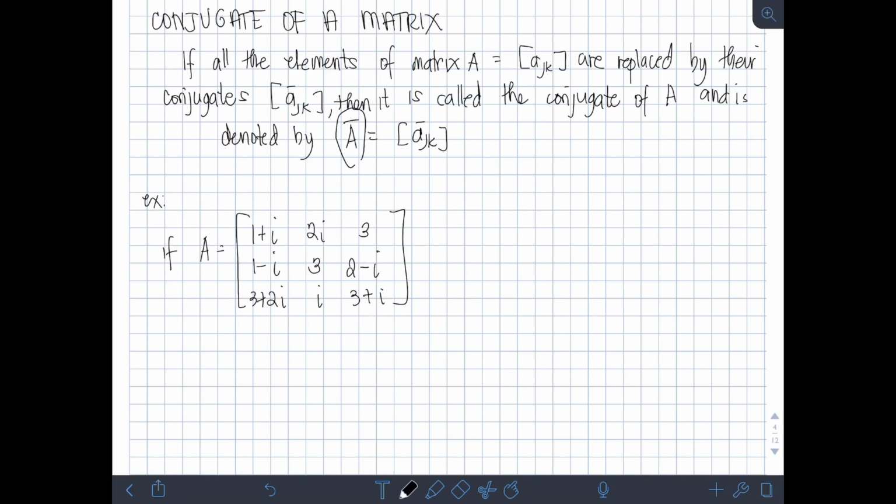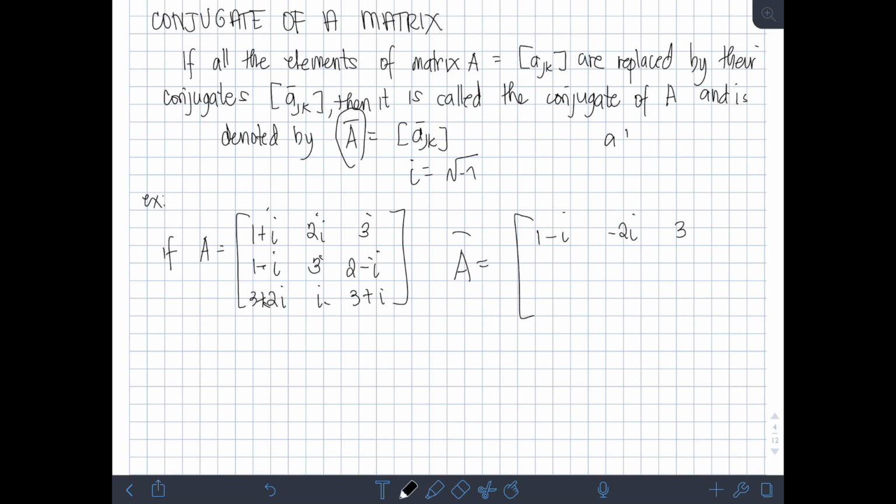So, for example, itong given natin matrix na A, 1 plus i, 2i, 3, 1 minus i, 3, 2 minus i, 3 plus 2i, i, 3 plus i. So, itong i natin dito, siya yung imaginary number natin is equal sa square root of negative 1, sa complex number na video ko. So, pag hinanap natin yung conjugate ng A, papalitan nyo lang ng conjugates yung bawat term. Meaning, yung sign ng second term, gagawin yung opposite. So, magiging itong 1 plus i, magiging 1 minus i. Itong 2i, magiging negative 2i. Itong 3 as is, kasi siya yung constant.